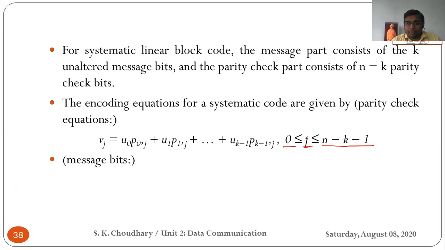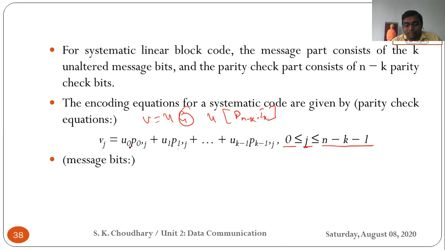So it would be any number between 0 to n minus k minus 1, or between 1 to n minus k. We know that V is equal to U G, and in G it is what? P n minus k, I k. This is actually G. So Vj is equal to U0 times the first column P0j, then U1 P1j, up to Uk minus 1 Pk minus 1j.